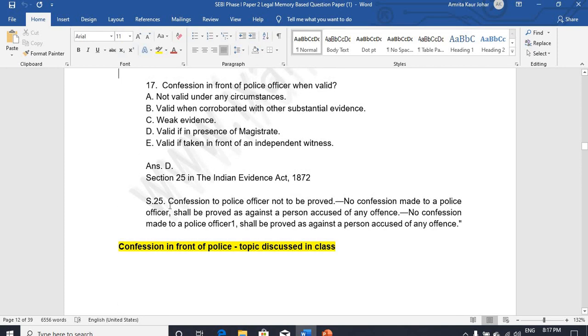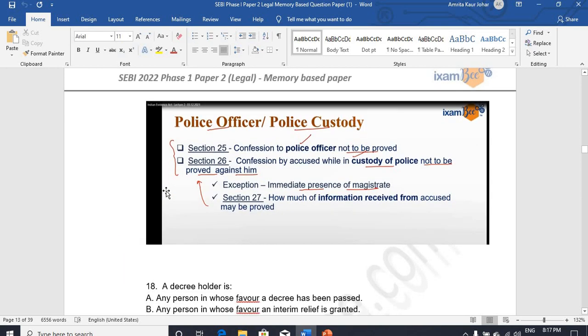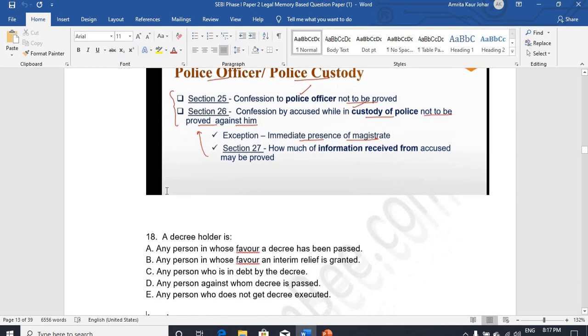and whether it is weak evidence, whether it is valid only when corroborated with substantial evidence, whether it is valid if it is in the presence of a magistrate, valid if taken in front of an independent witness, and the answer is D, valid if it is taken in presence of a magistrate. This was the correct option, directly picked from section 25 of Evidence Act. This is also discussed in the classes of ixamBee.